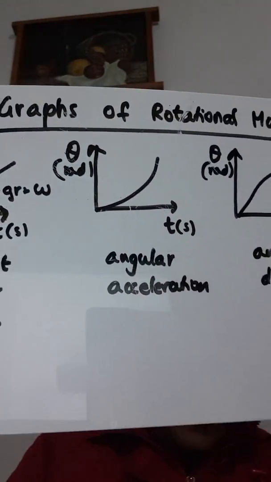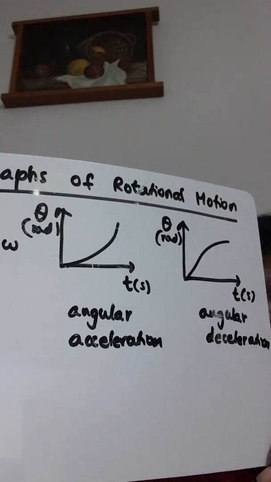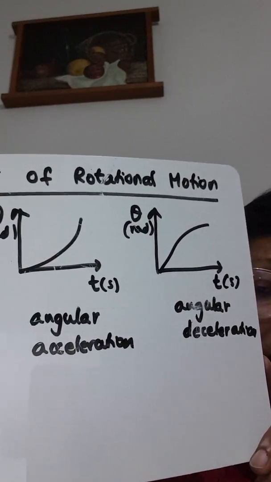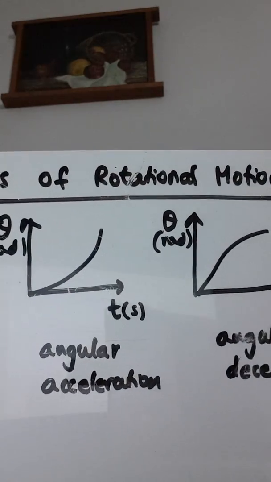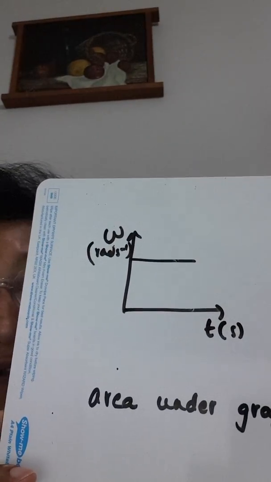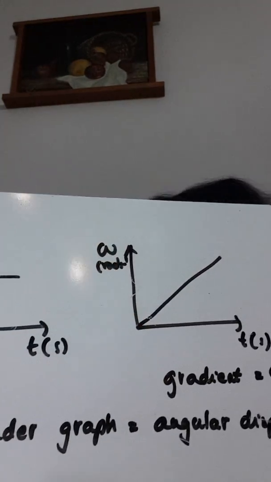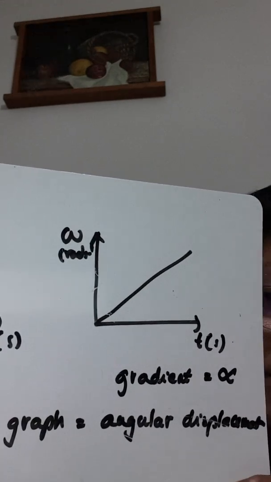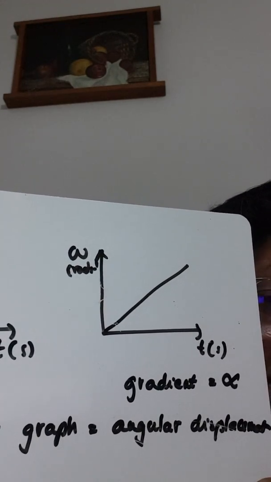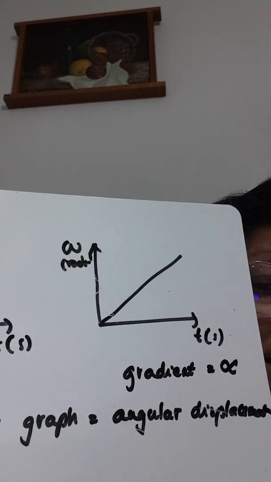Or if the line is curved, it could be angular acceleration curving up, or if it is slowing down, then you have angular deceleration. Okay. Similarly, you can also have an angular velocity-time graph, where if the angular velocity is not changing, it's going at constant angular velocity when the line is parallel to the x-axis. If it's a straight line through the origin, this shows constant angular acceleration. And the gradient of this graph is angular acceleration.